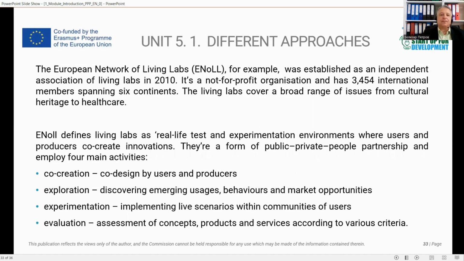There are some interesting approaches. The European Network of Living Labs, for example, was established as an independent association of living labs in 2010. It's a non-profit organization and has more than 3,000 international members spanning 6 continents. The Living Labs cover a broad range of issues from cultural heritage to healthcare.